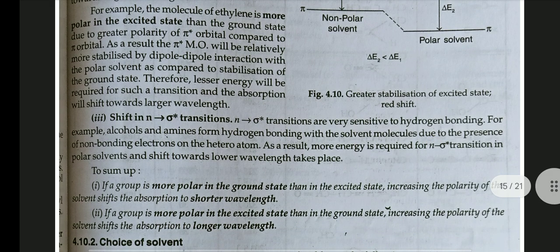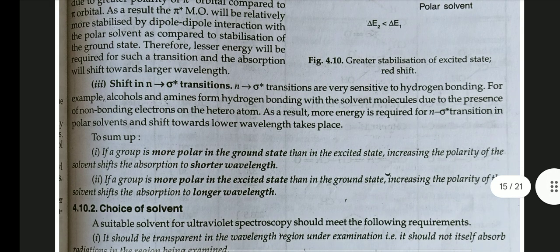Shift in n to sigma star transition. n to sigma star transitions are very sensitive to hydrogen bonding. For example, alcohols and amines form hydrogen bonds with the solvent molecules due to the presence of non-bonding electrons on the heteroatom. As a result, more energy is required for n to sigma star transition in polar solvent and shift toward lower wavelength takes place.